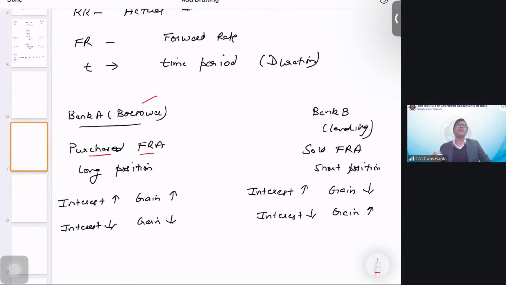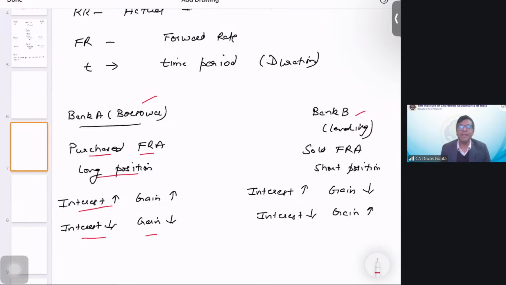Like in the case of derivatives, for forwards, futures, and options, where the underlying was a share, it was very easy to tell who has purchased and who has sold, right? But in this FRA case, we always say the borrower has a purchasing position or a long position, wherein if the market interest rate goes up, the gain also goes up. And if the interest rate goes down, the gain also goes down. Clear?